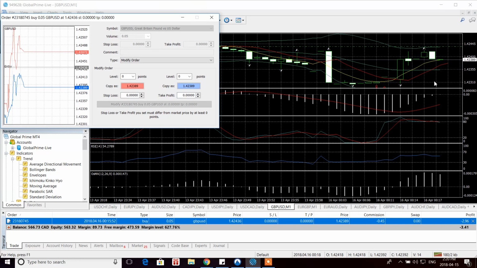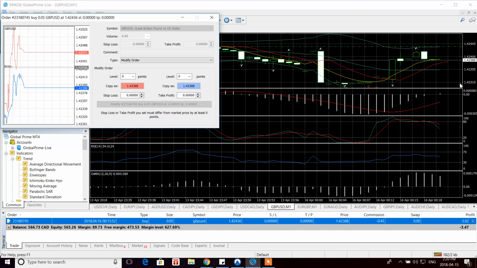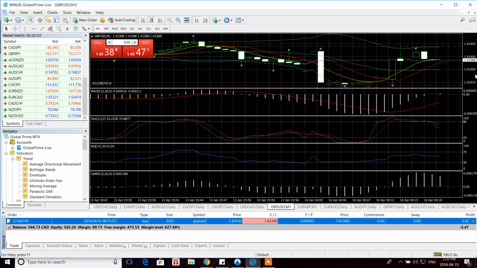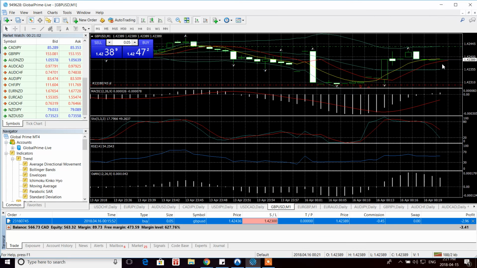Now this would be around 142.280, 142.3. Okay, let's see. And there it goes. So here it is. We put it there. It could be a little bit below it, it could be above it, wherever you want. Probably not much of a difference, especially on a 1 minute chart.